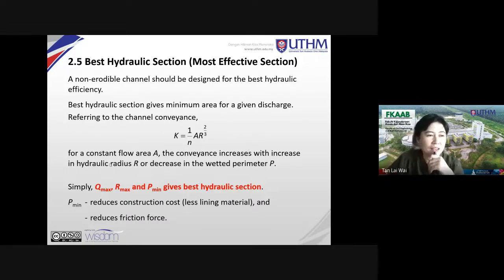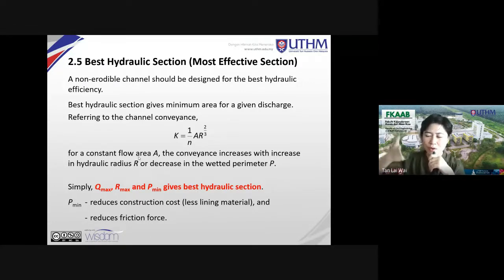All right. Let's continue. A non-erodible channel should be designed for best hydraulic efficiency. When I say non-erodible channel, mostly it is a man-made channel, like concrete or channel lining materials which are non-erodible. Now, what is the best hydraulic section?